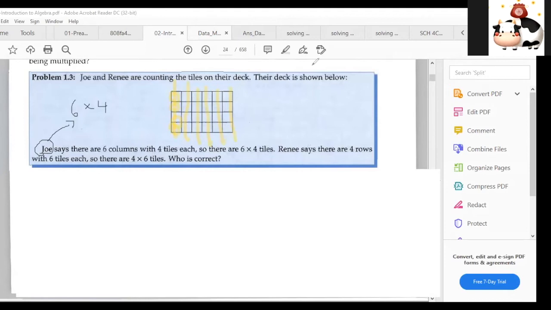But Renee, I'm going to use a different color now. Renee says, maybe I'll use green. Renee says that there are 4 rows, 1, 2, 3, 4 rows with 6 tiles each, 1, 2, 3, 4, 5, 6. So Renee says that there are 4 rows with 6 tiles each, that there are 4 times 6 tiles. Who is correct?